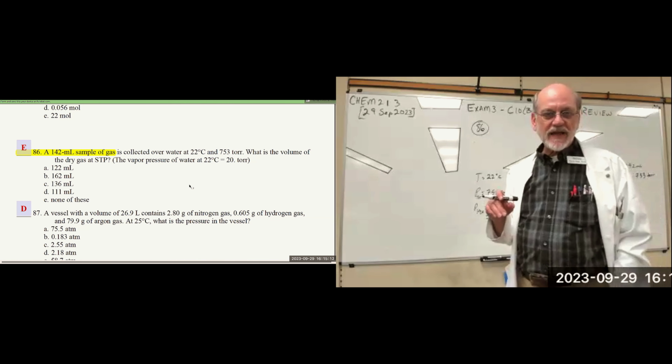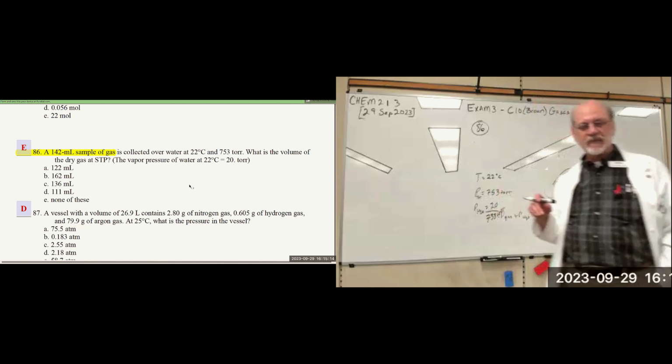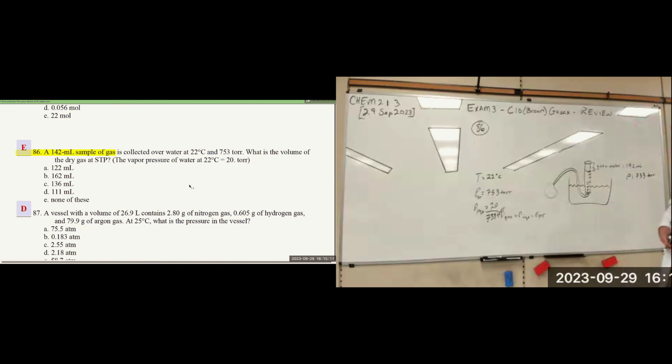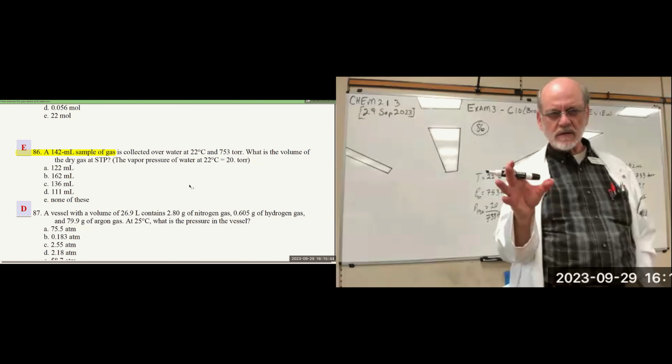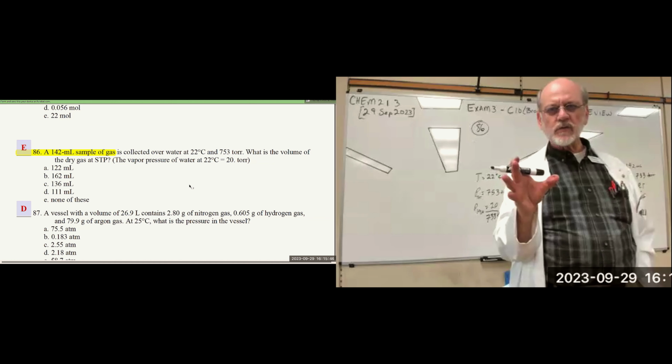What's the volume of the dry gas at STP? Well, it's not 142 milliliters. The volume of the dry gas, we would need to calculate it. Like PV equals nRT, and we're calculating the volume, so nRT over P. Right? Wait a minute. I'm making this harder than it needs to be. It's a ratio, isn't it?